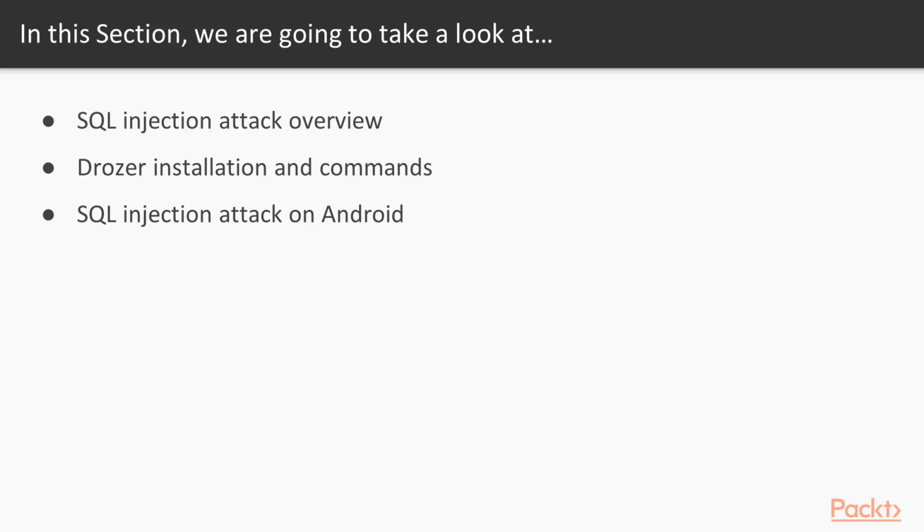Now in this section we are going to take a look at various points. First of all, we will learn what SQL injection means. Then we will learn about Drozer installation and commands, as Drozer is software that we need to install inside Android. We will also cover how we can perform an SQL injection attack on Android.